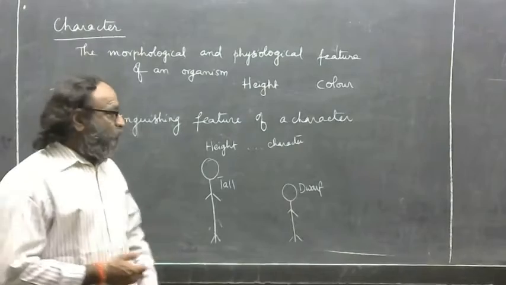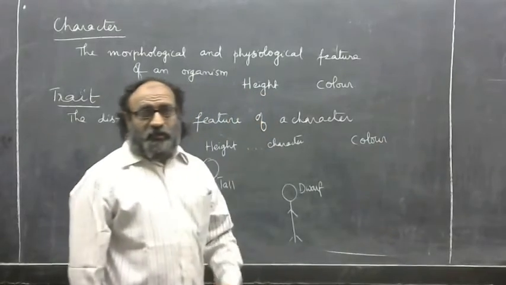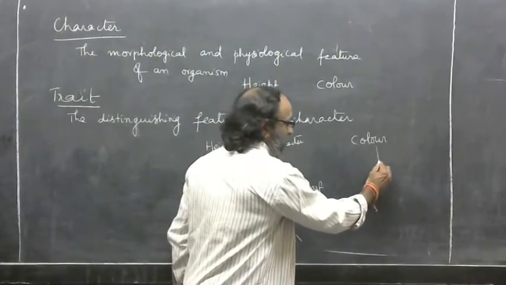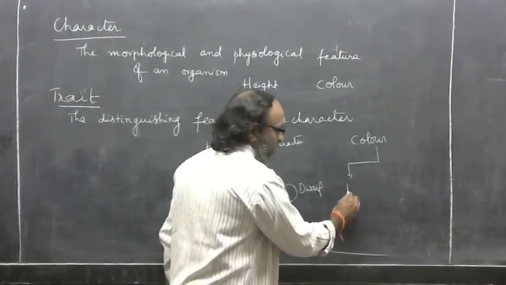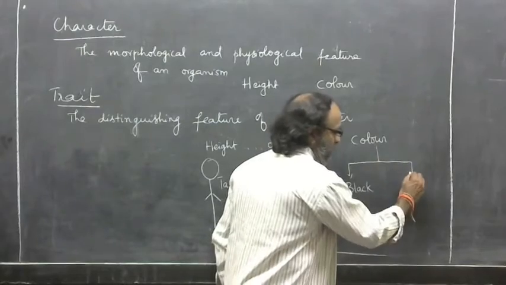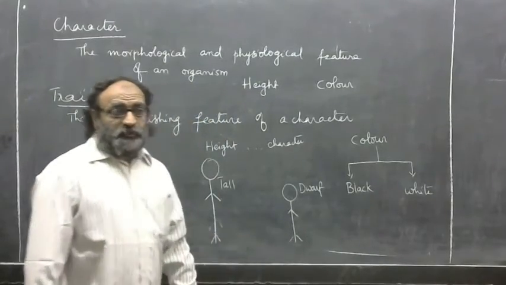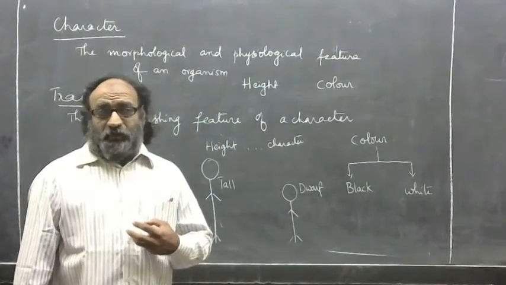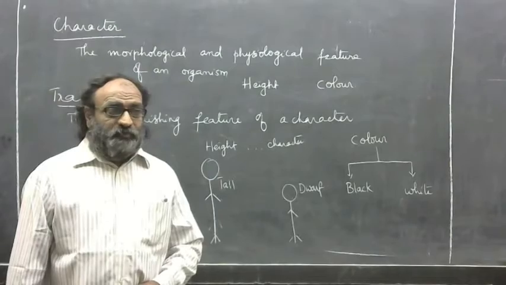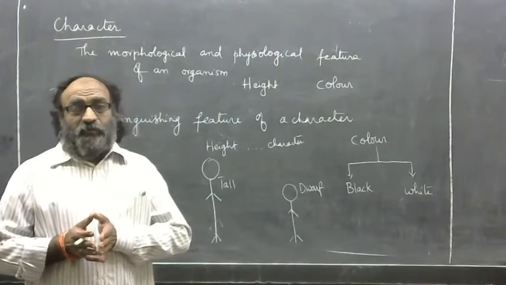And similarly, if I take color as the character of a human being, then what are the traits? The trait is the person may be black or white. So stating that the person is black or white is the trait of the character. I hope you have understood what is a character and what is a trait.